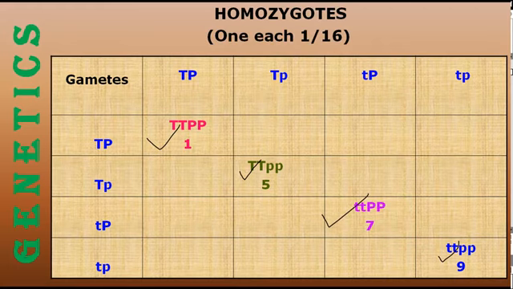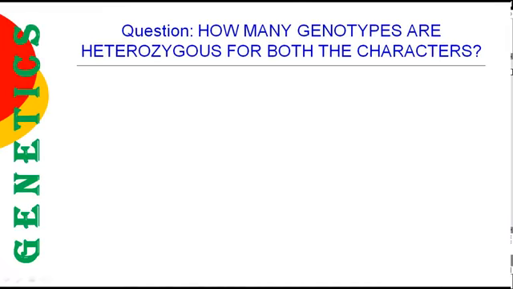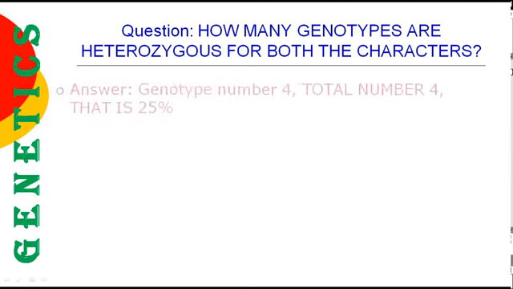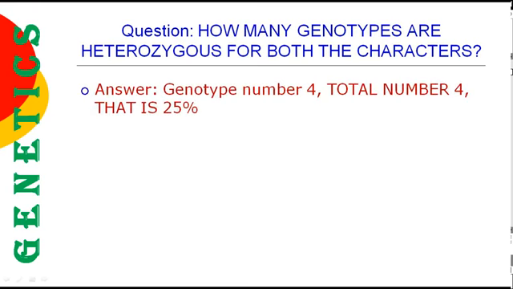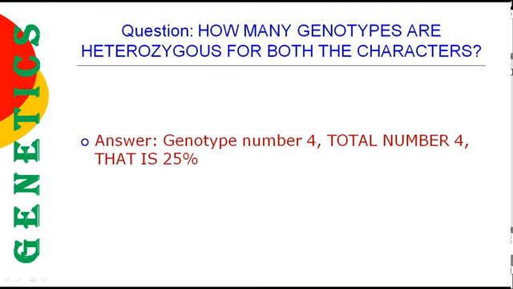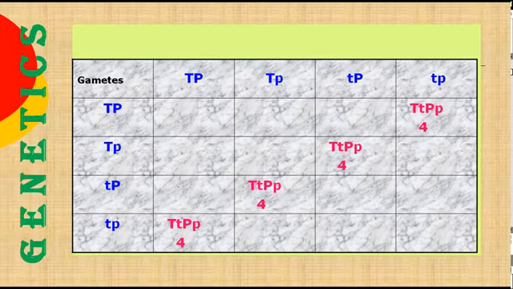Homozygotes for both the characters. Now another question is, how many genotypes are heterozygous for both characters? It was the largest number, 4. Genotype number 4, and total number 4, that is 25%. These 4 are heterozygous for both the characters. It is the easiest question.